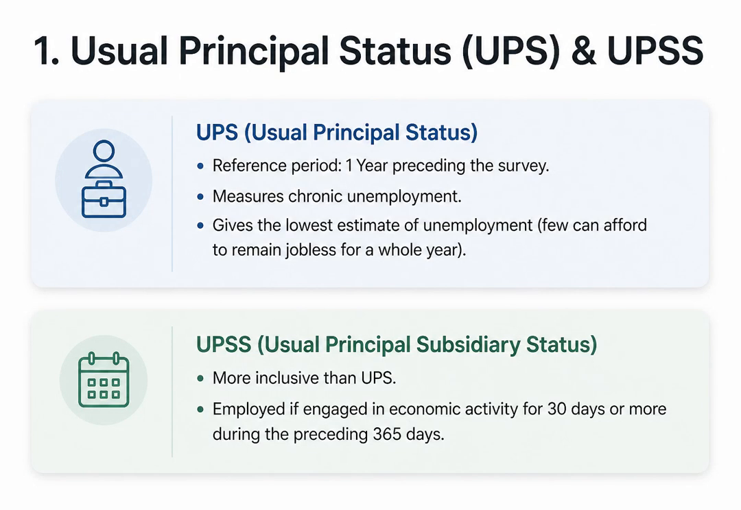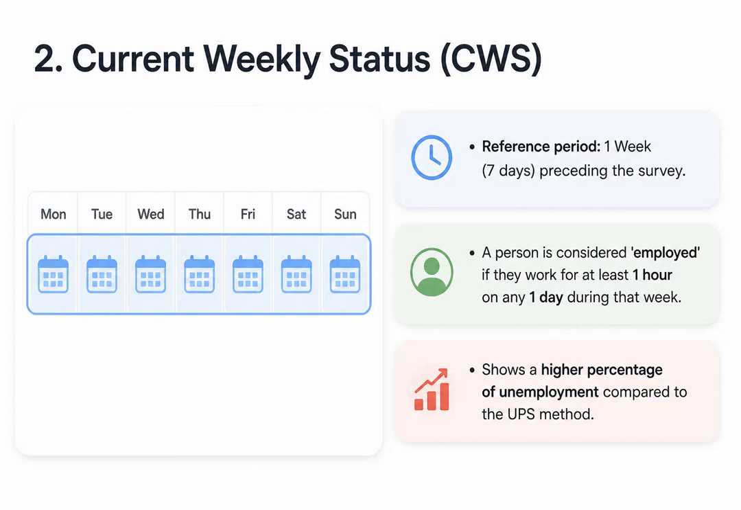Now, let's look at the first measurement method, usual principal status, or UPS. Here, the reference period is an entire year. It measures chronic, long-term unemployment. Because very few people in India can afford to survive without any work for a full year, this method usually gives the lowest unemployment rate. A broader version is UPSS, which considers you employed if you worked for at least 30 days out of the past 365.